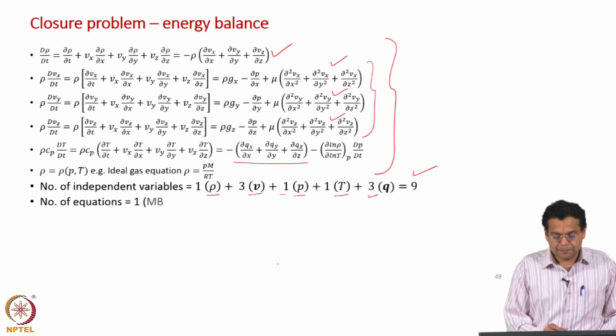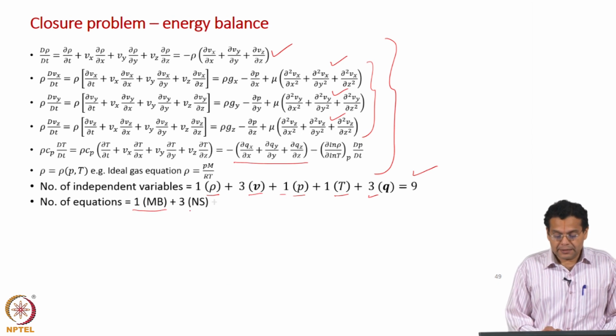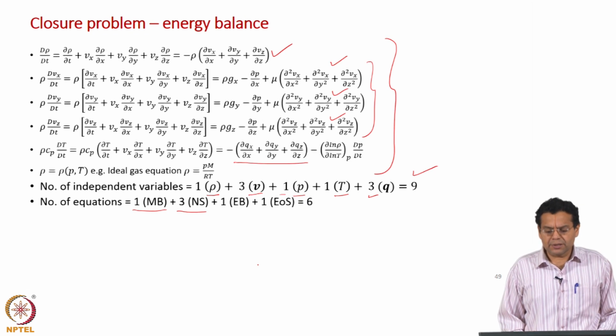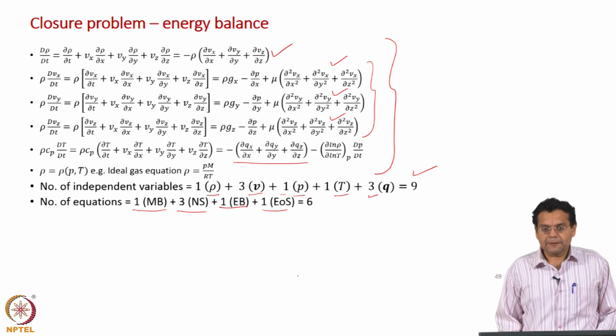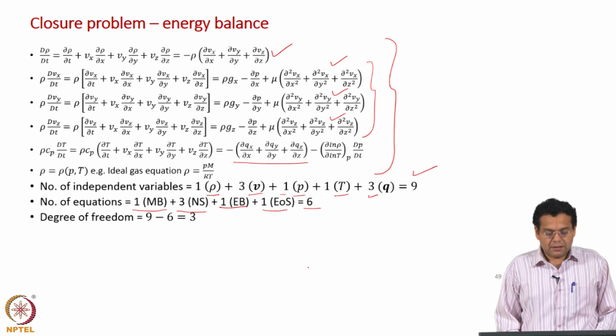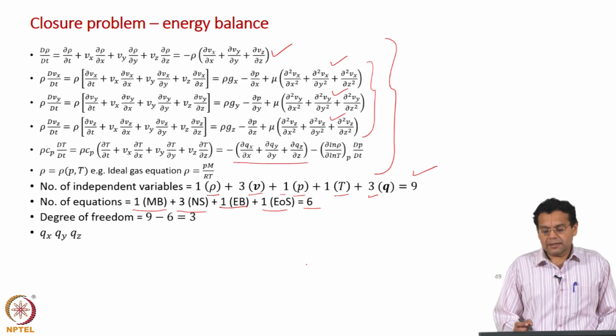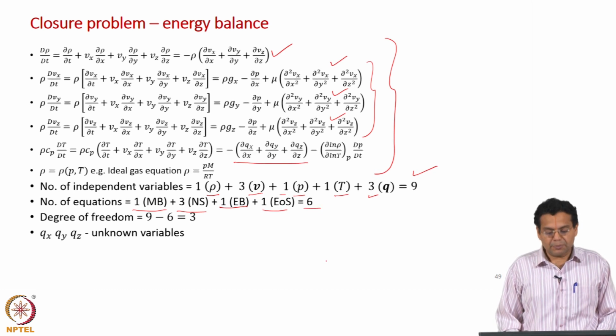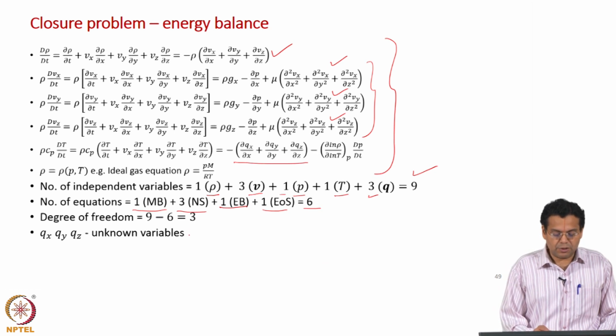What are the number of equations? 1 mass balance, 3 Navier-Stokes equations, okay, not linear momentum balance equation. We already substituted Newton's law of viscosity. 1 energy balance equation, 1 equation of state, resulting in 6 equations. Let us subtract and find the degree of freedom, it is 3, which means that 3 variables are unknown. What are these 3 variables? The components of the heat flux vector in the x, y, z direction are the unknown variables.